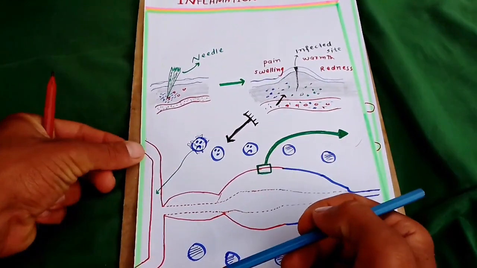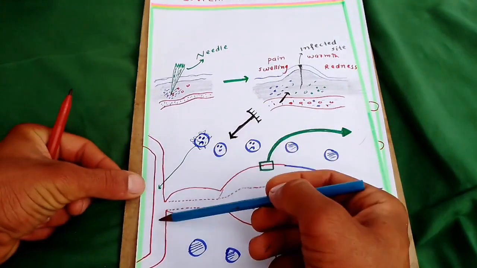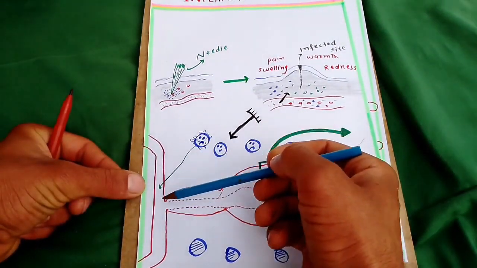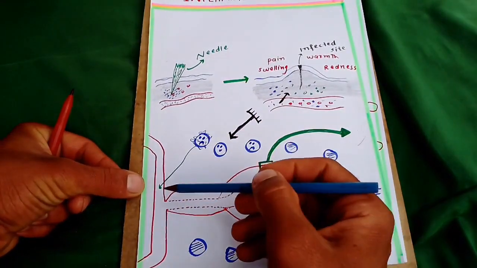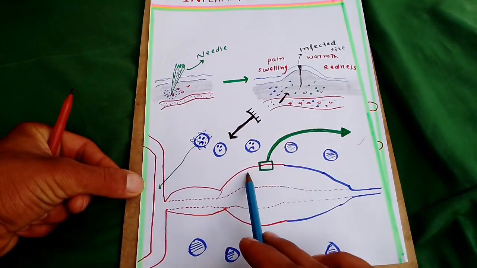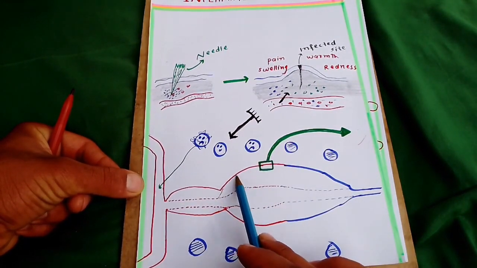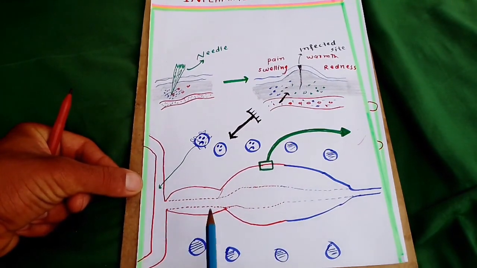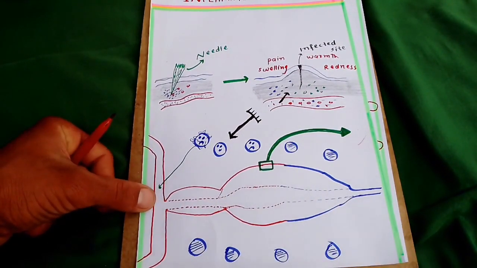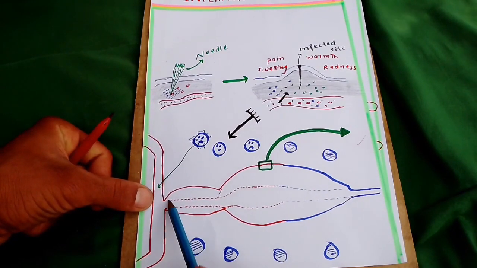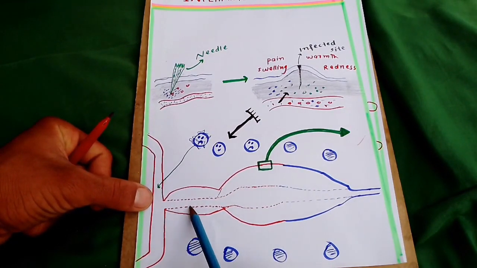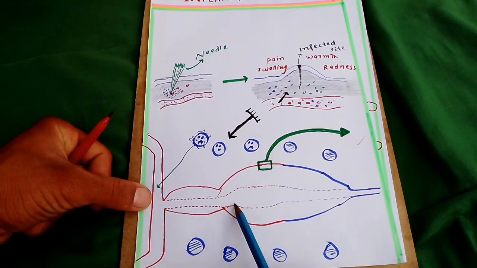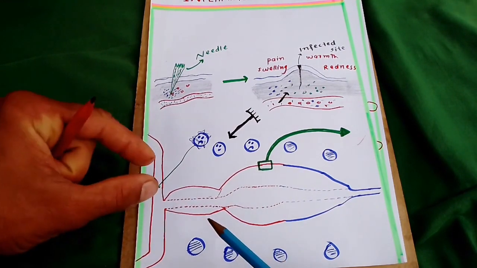So, how does this process occur? This is my blood vessel, the arterioles. This is the capillary. This is the arteriole end of the capillary. This is the venule end of the capillary. In the normal condition, the blood vessel and the capillary are in a normal, narrow state, shown by the dotted line.